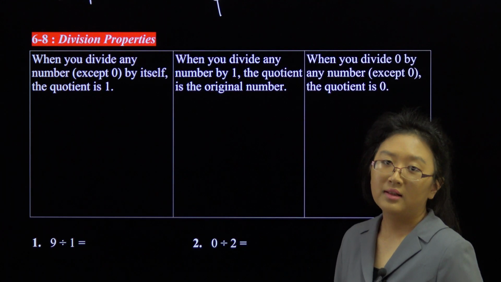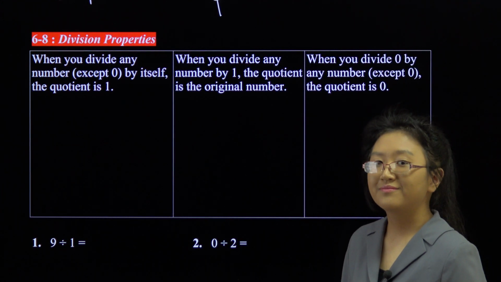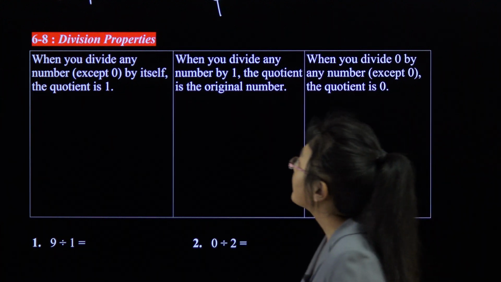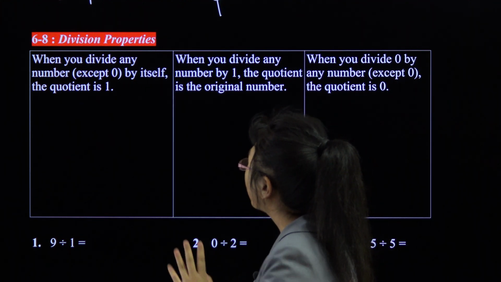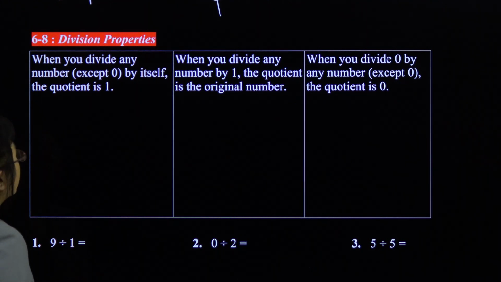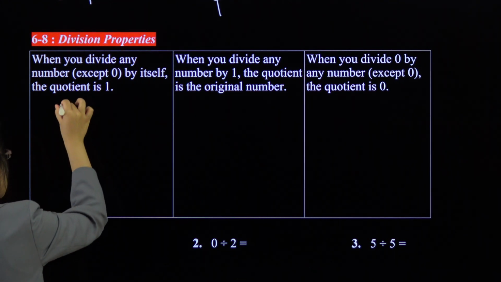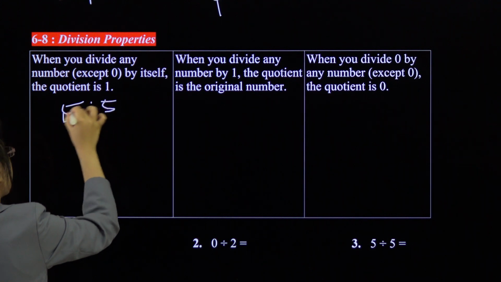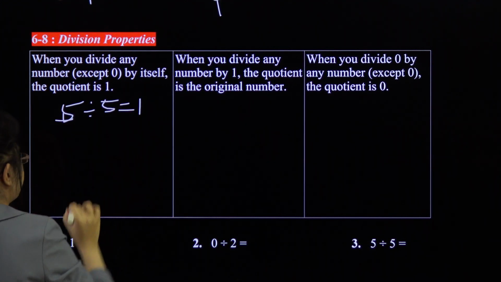Moving on. Last section of the chapter, guys. Not time to slack off yet. Division properties. So if you divide any number except 0 by itself, the quotient is 1. Say 5 divided by 5 is equal to 1.